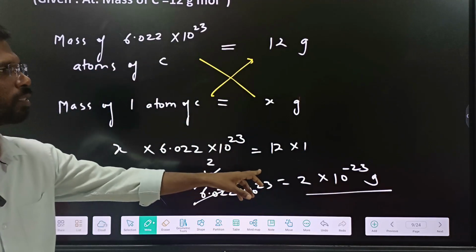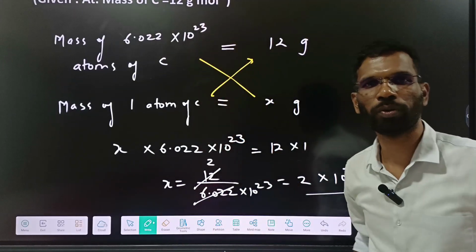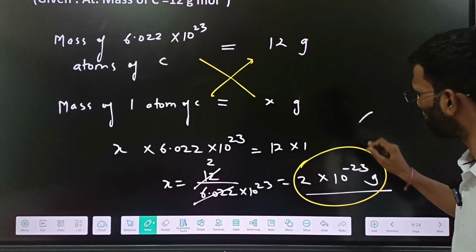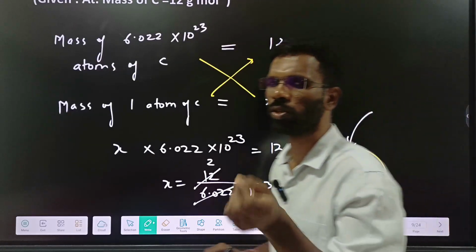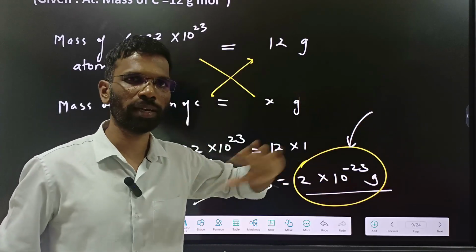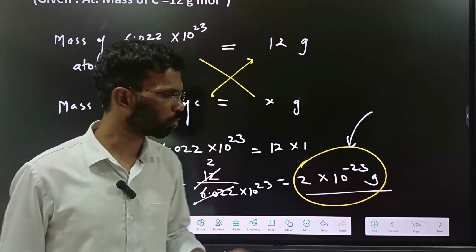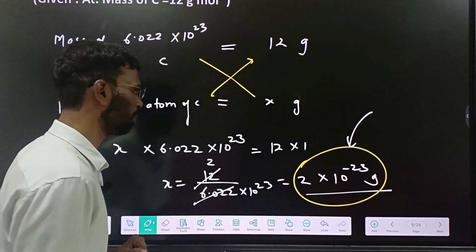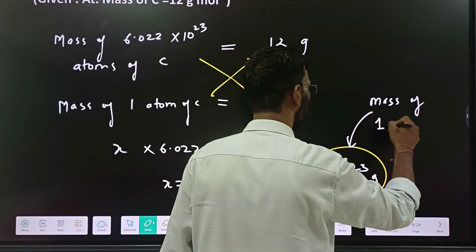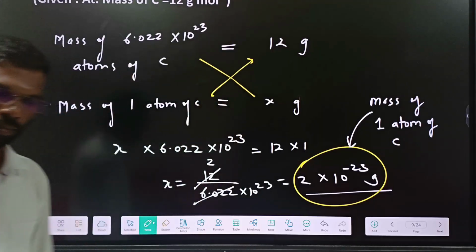So this makes sense. 12 gram cannot be the mass of one atom. It is the mass of 6.02 into 10 raised to 23 atoms. Over here, 2 into 10 raised to power minus 23 means 0.000000002 somewhere, like 23 decimal places. Such a low mass can be of the carbon. So this is the mass of one atom of carbon. Clear?